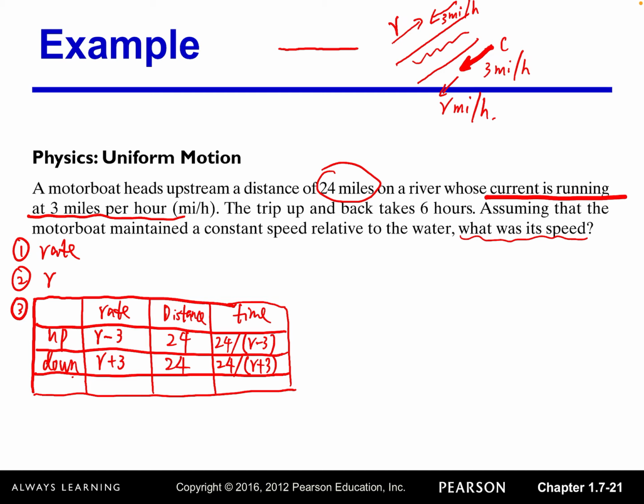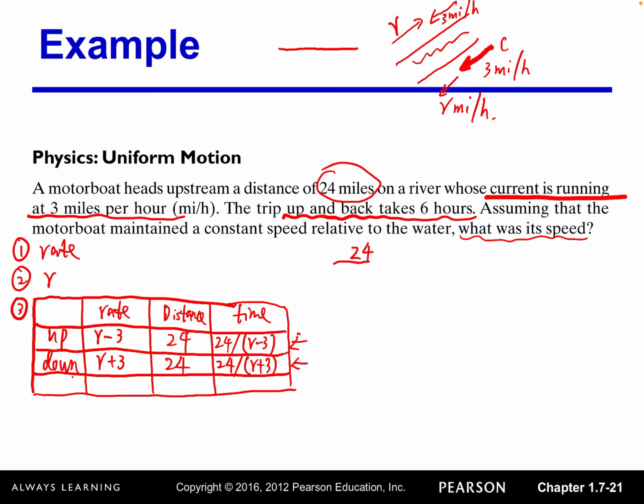So now what is the equality here? What's equal? We know the total travel time, round trip up and back, takes 6 hours. So this is the upstream travel time. This is the downstream travel time. These two added together should equal the total travel time, 6 hours, right? So that gives us the equation.